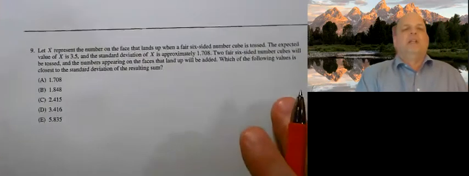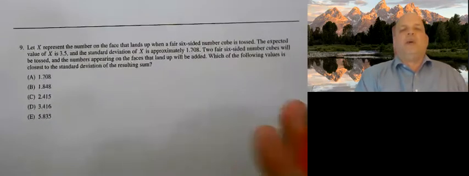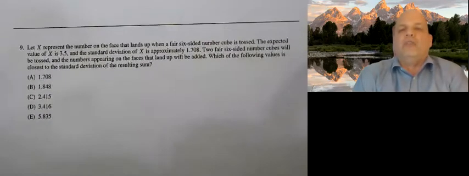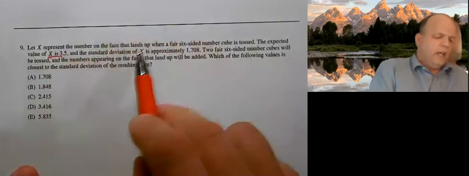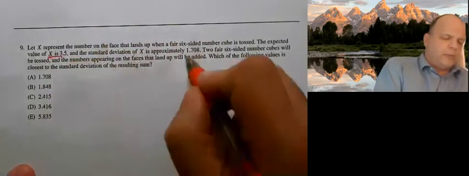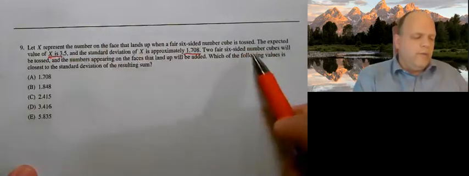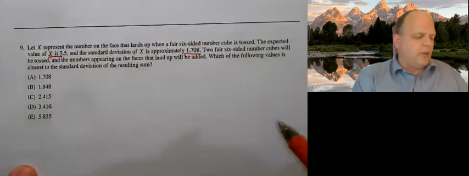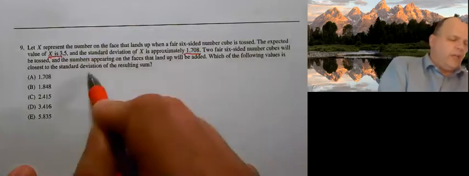Number 9, let X represent the number on the face that lands up when a fair 6-sided die cube is tossed. The expected value is 3.5. Okay, so the expected value is 3.5, and the standard deviation is approximately 1.708. Two fair 6-sided dice will be tossed, and the numbers appearing on the faces will be added. Which of the following is closest to the standard deviation?